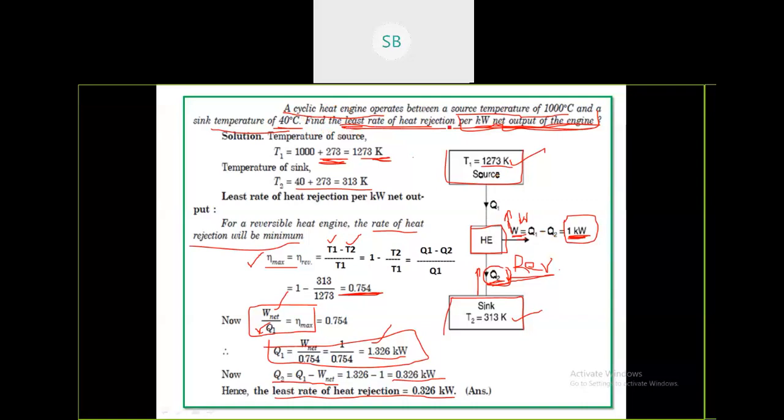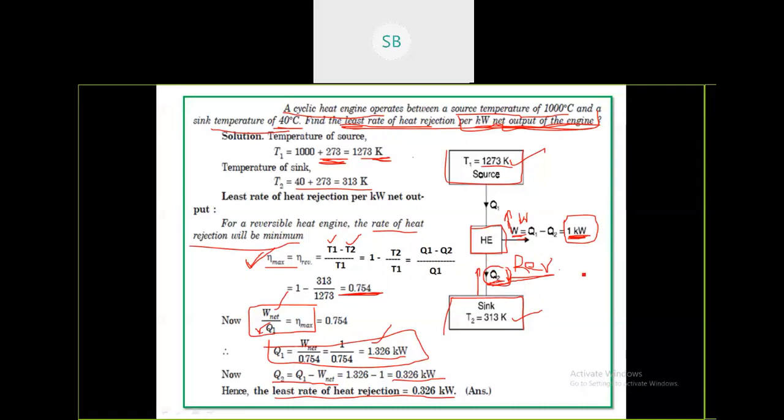From the statement find the least rate of heat rejection, we find out that this cycle or this heat engine is a reversible heat engine. From the given equation we first found out the efficiency of the particular heat engine. After that, the Q1, the heat absorbed by the heat engine, and after that the heat rejected by the heat engine. So this is the third example.